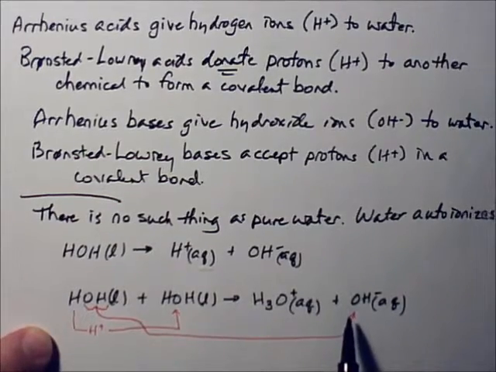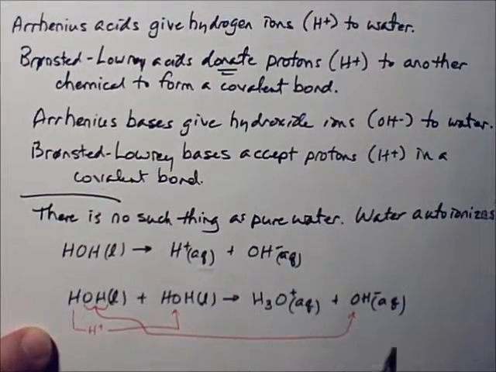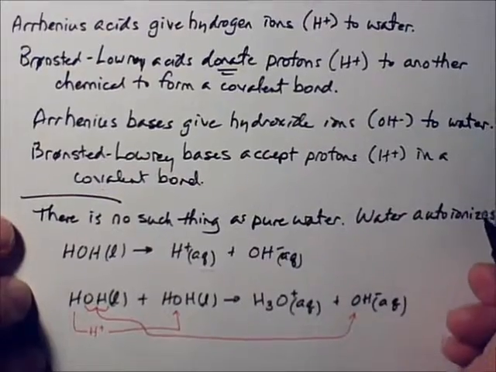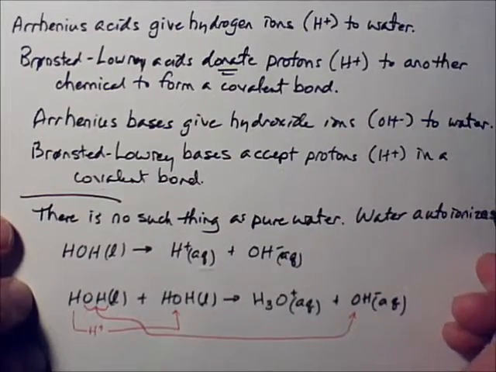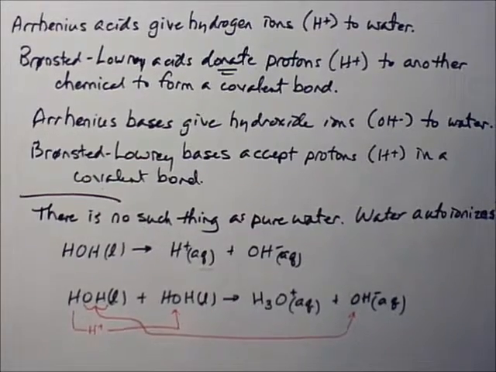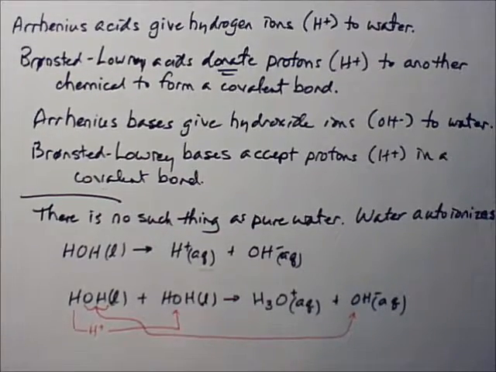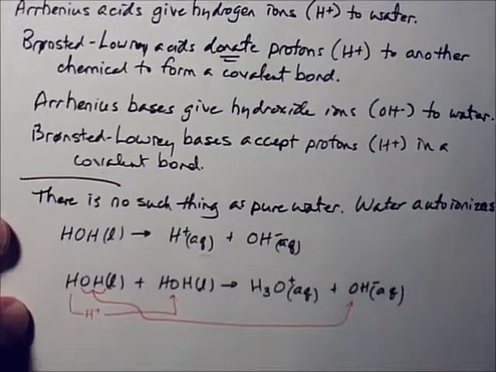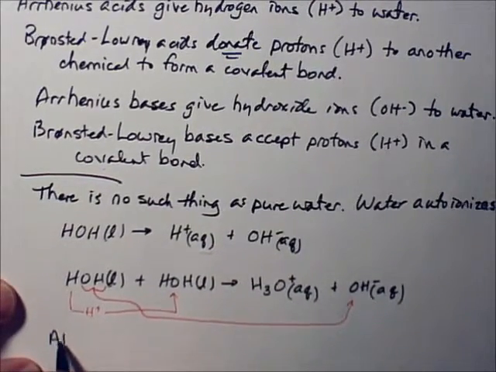So this is the Bronsted-Lowry way of thinking about this. And this is called autoionization of water. This is a way of describing, in a chemical equation, the autoionization of water. Now, that's pretty neat. We're going to get way more cool than this.